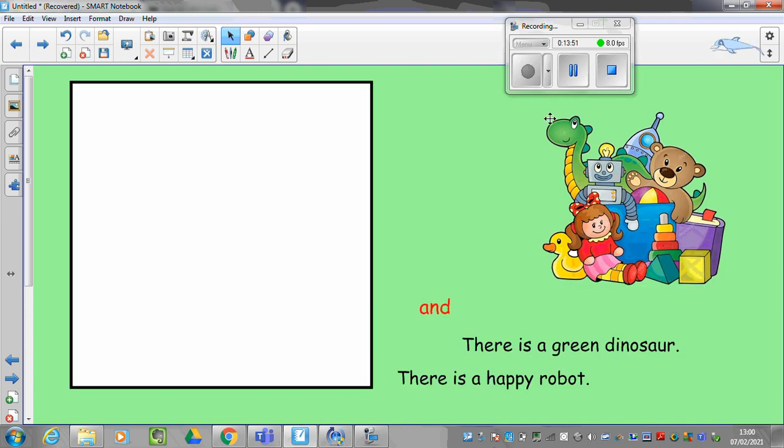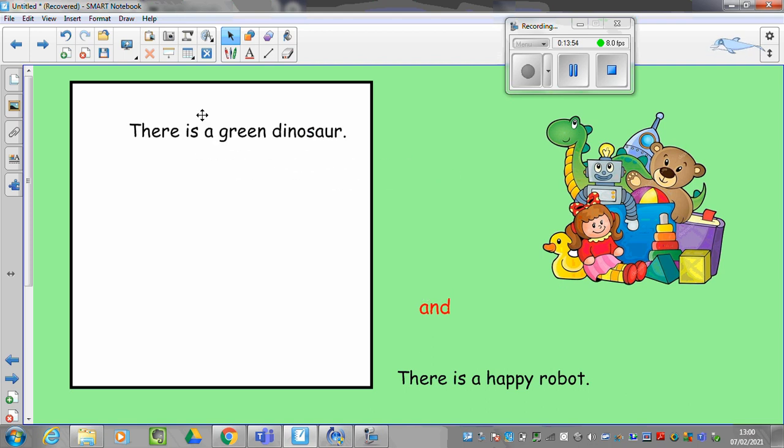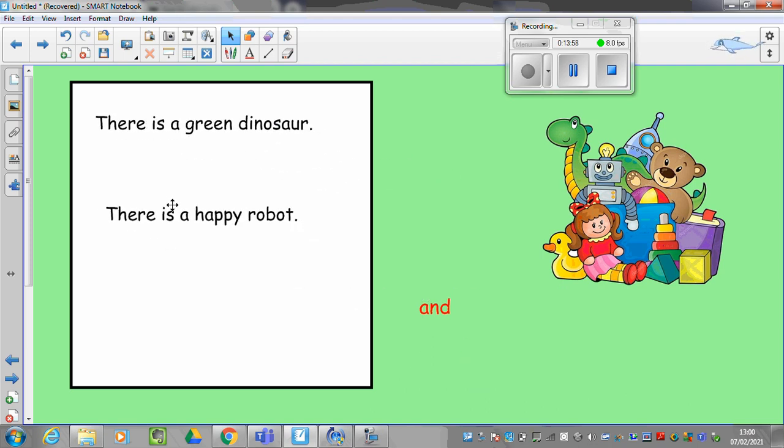So I've written a sentence here about this dinosaur. It says there is a green dinosaur. And it says there is a happy robot. Where's my green dinosaur? Point to it. And where's my happy robot? Yes, I've got my green dinosaur here and my happy robot here. And I'm going to join my sentences using and, okay?